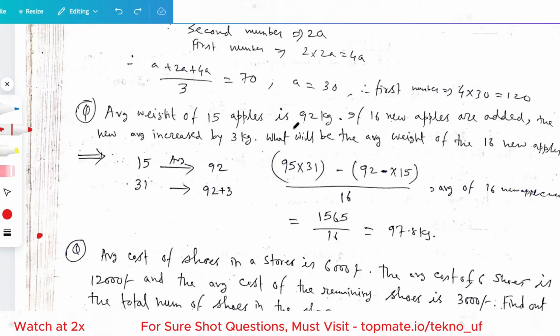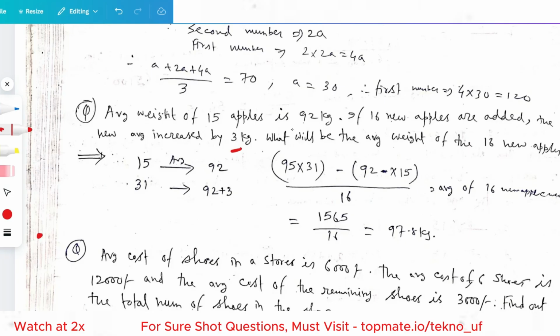The average weight of 15 apples is 92 kg. If 16 new apples are added, the new average increases by 3 kg. What will be the average weight of the 16 new apples? You can implement the formula as well, and go with the normal generic process. For 15 apples the average was 92 kg, but after 16 apples are added, the average becomes 3 kg more. That means 92 plus 3, that means 95 kg, right?